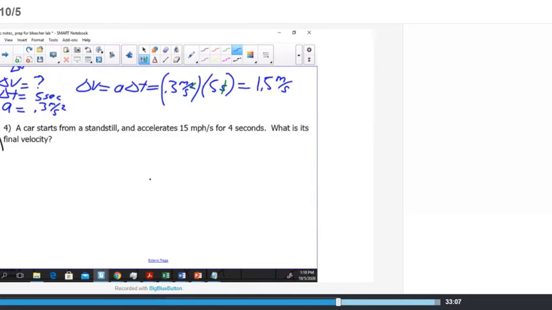The next one here. Yeah, I want to start off with delta V, delta T, A. Car starts from a standstill, accelerates 15 miles an hour for 4 seconds. What's its final velocity? Here's our A. Here's our delta T. It's asking for final velocity.